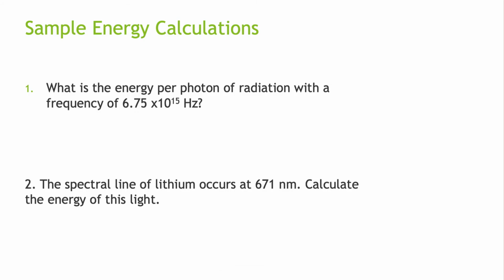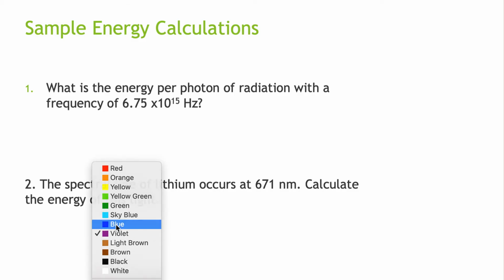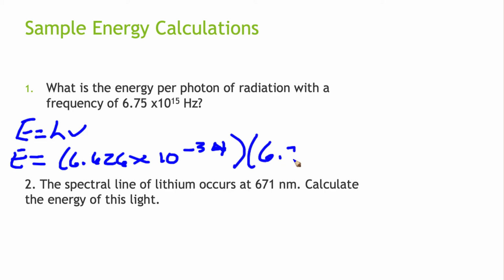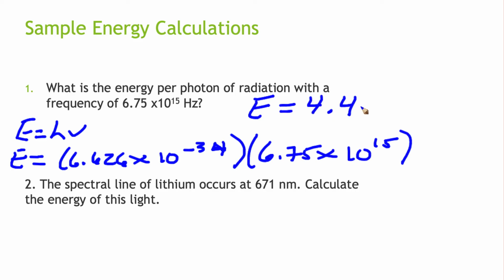It says, what is the energy per photon of radiation with a frequency of 6.75 times 10 to the 15th hertz? If they give me frequency and I'm looking for energy, it'd be a good idea just to use E equals h nu. So E equals 6.626 times 10 to the negative 34th and our frequency 6.75 times 10 to the 15th. All I need to do is multiply these two numbers together. E should equal 4.47 times 10 to the negative 18 joules.